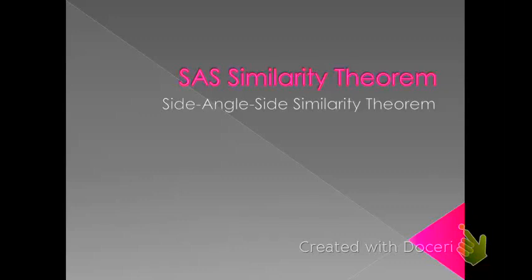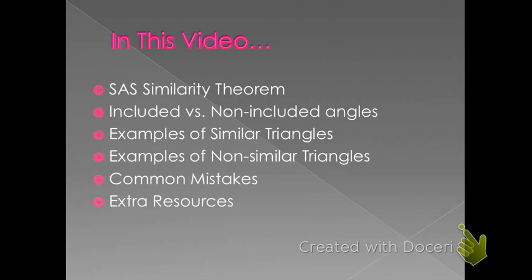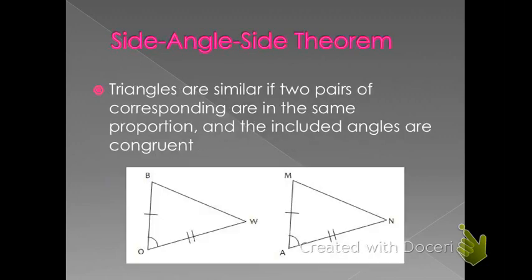Okay, side-angle-side similarity theorem. In this video, we have a couple of topics to go over: the side-angle-side theorem, and what it means for an angle to be included versus not included. I'm going to show you some examples of triangles that are similar, some that aren't similar, and talk about some common mistakes. And then I have a couple of websites that I'll post as well, but you'll see the URL at the end.